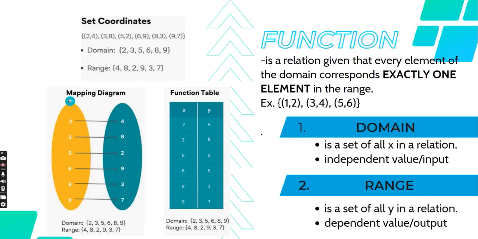If we are going to show it in a mapping diagram, the yellow oblong is the set of domain, the 2, 3, 5, 6, 8, 9. And the green is the set of range, 4, 8, 2, 9, 3, 7. The same with the function table, this is the function of x, and this is all the values of y. So, is that clear? It's an ordered pair. The x is the domain, and all the y is the range.